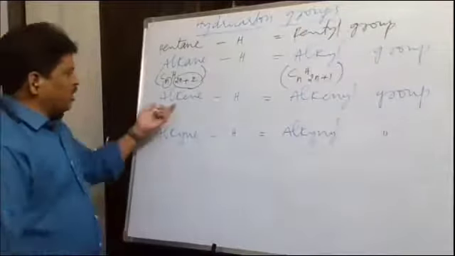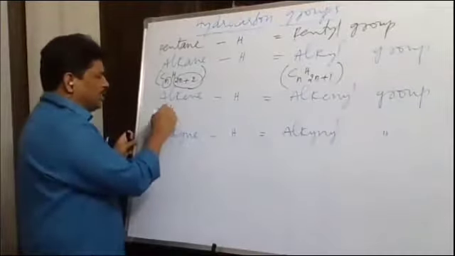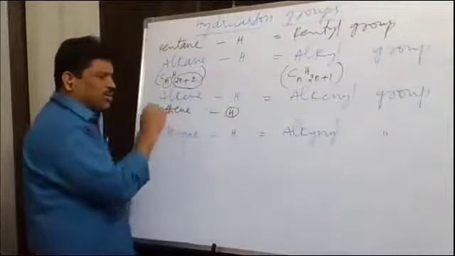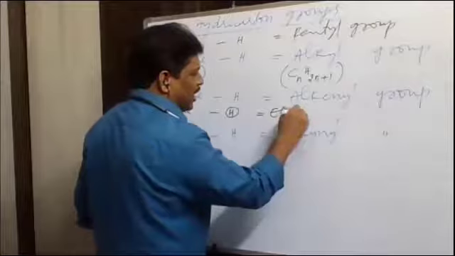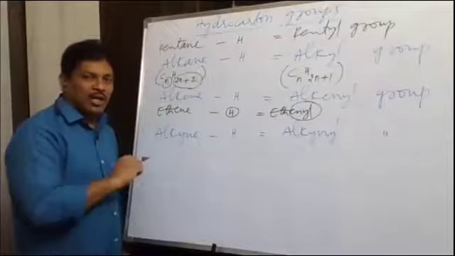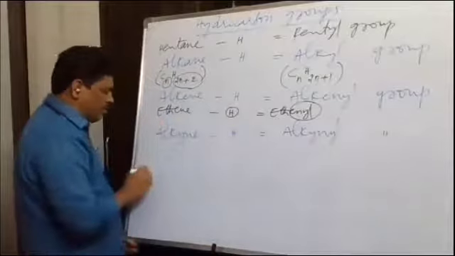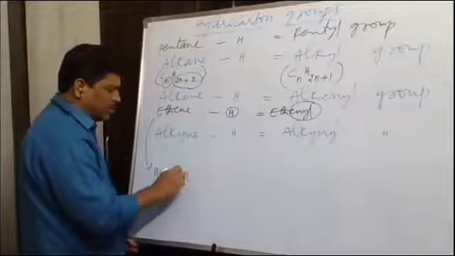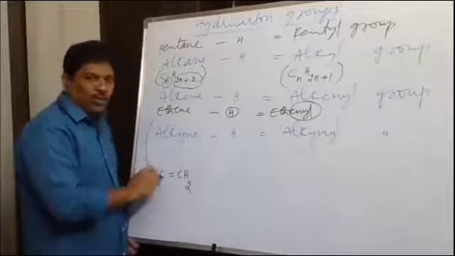In the same way, if we take an alkene, for example, ethene, ethene minus one hydrogen. From the ethene molecule, if we remove one hydrogen atom, we get ethenyl. So the ethenyl group is obtained by removal of hydrogen from the ethene molecule. If you take ethene, the formula is C2H4, and the structure is CH2=CH2.